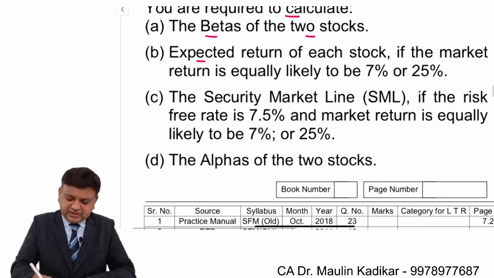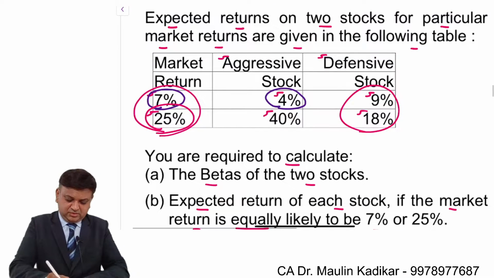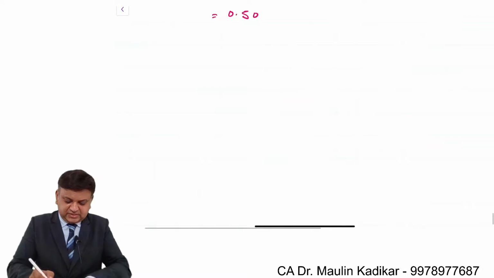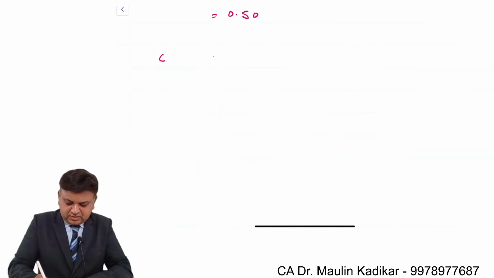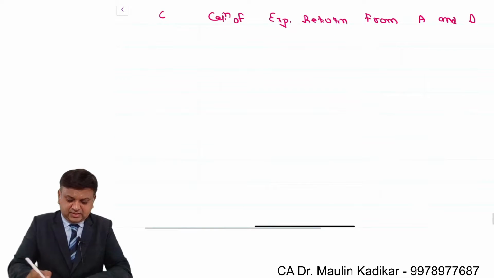What is the expected return on each stock if the market return is equally likely to be 7% or 25%? So we understand that's the answer for the C question. Calculation of expected return from A and D. Let us see how to find the answer.